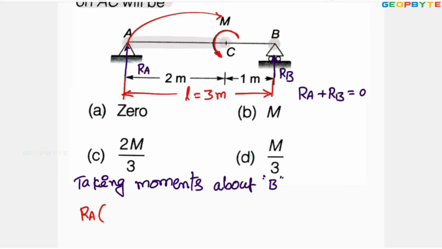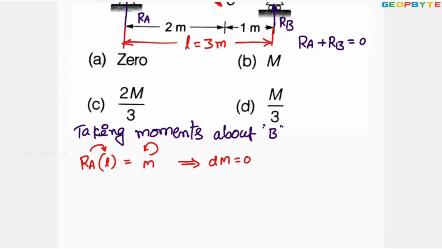Moment means product of force and perpendicular distance. RA is a kind of force, so RA into length must be equal to, this is developing the clockwise moment, the moment which is developed at C, which is anti-clockwise, because the algebraic sum of moments must be equal to 0. Just we equated the clockwise moments with the anti-clockwise moments, then RA equals bending moment by L. Of course, L equals 3 meters.